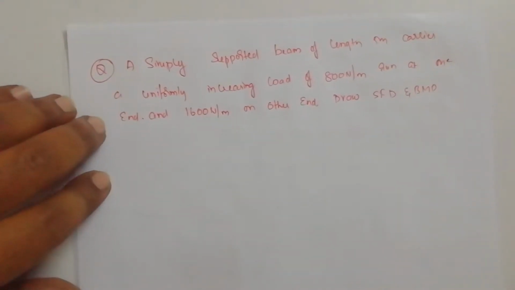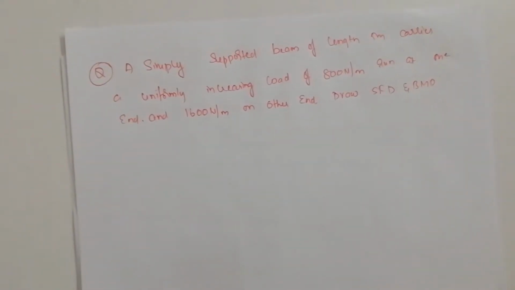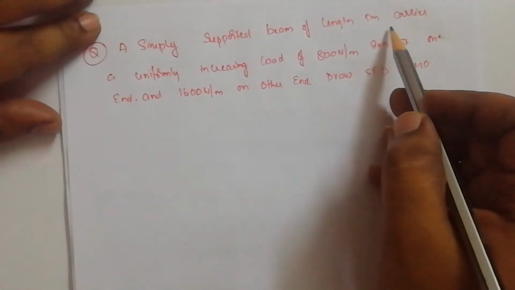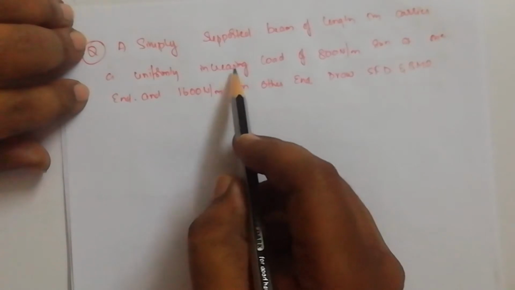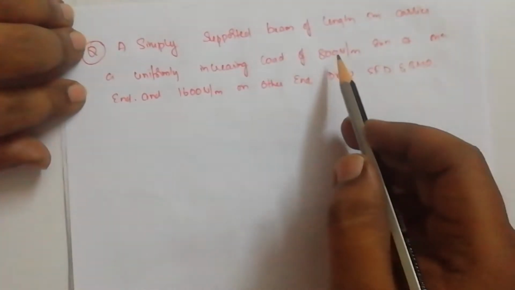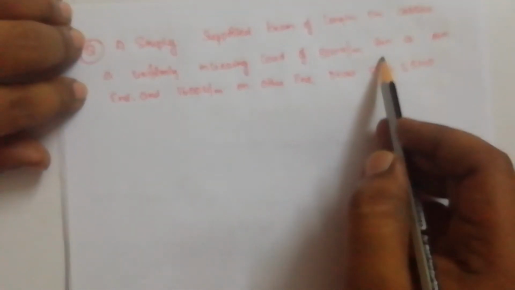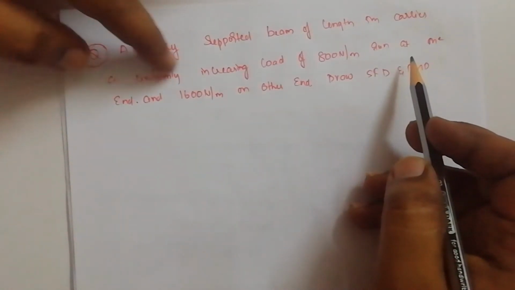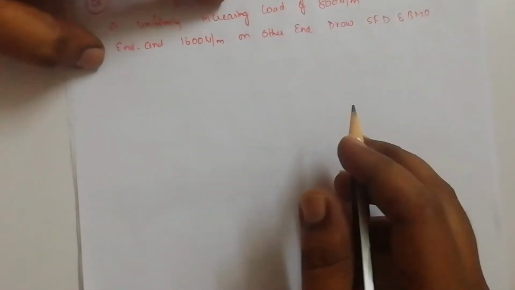So the next problem which we are going to discuss is a simply supported beam of length 5 meters that carries a uniformly varying load of 800 newton per meter at one end and 1600 newton per meter at the other end. So first let us try to draw the diagram.